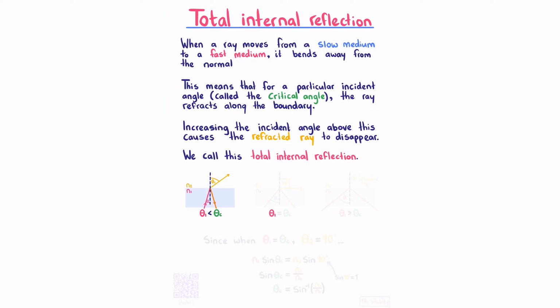If we increase our incident angle to be equal to the critical angle, we're going to see our ray refract along the boundary, or in other words, our refracted angle is going to be 90 degrees. This is the situation that we described right here.